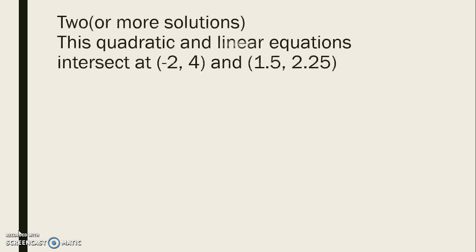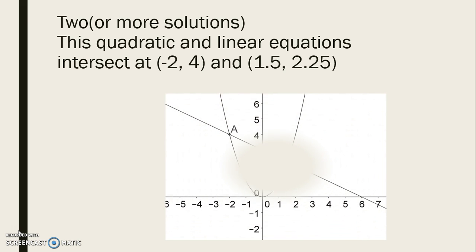The next way, you could have two or more solutions. So think about what a quadratic would look like and a linear equation. And many times a quadratic and a linear equation will intersect at two different points. Now they don't have to, but in this case they did. They intersected at the points (-2, 4) and (1.5, 2.25).